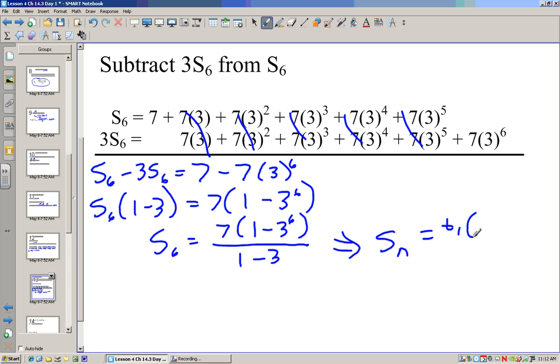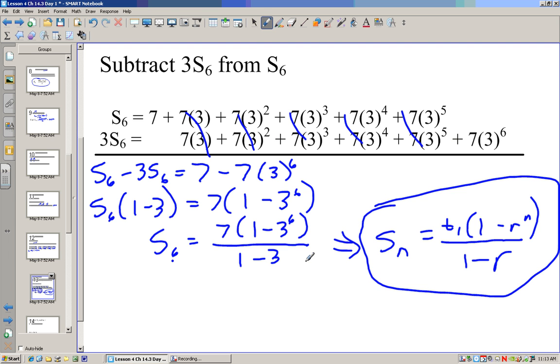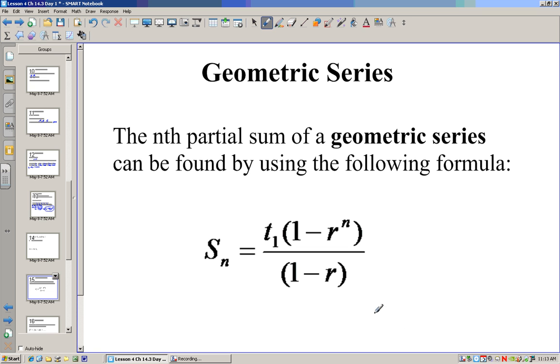and I'm going to take 1 minus my r value to the n power, because if this is 6, that's going to be 6. And I'm going to divide the whole thing by 1 minus 3, where 3 is my r. So this is how we get the formula for the sum of a geometric series. S of n equals t1 times 1 minus r to the n over 1 minus r.